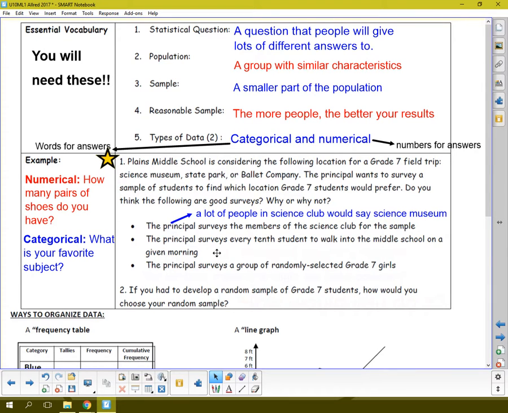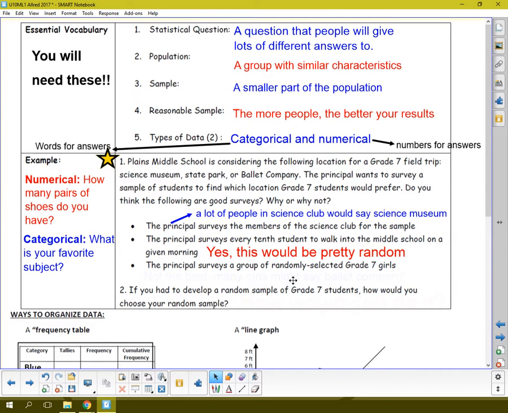If the principal surveyed every 10th student that walked into the middle school on a morning, that would be a pretty random survey. You get some people from the bus, some people from the car rider line, some 6th graders, 8th graders, 7th graders, guys and girls, and different races. Okay, you'd have a pretty random selection of people if you surveyed every 10th person that walked into school. That would be the best of those 3 options.